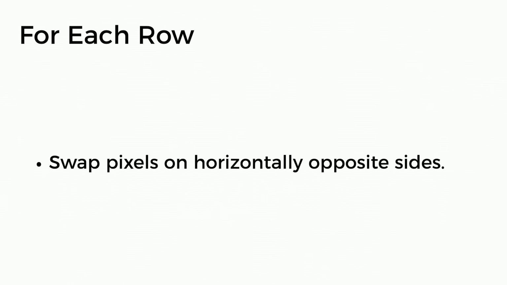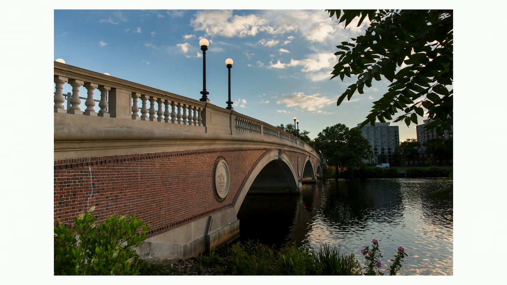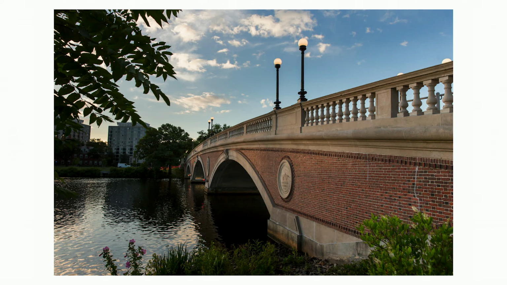After you've implemented this function, you can test it by running ./filter -r for the reflect filter, then passing in an infile and specifying an outfile. Once you do that, if the input file looks like this, then the output file should be the reflection of that original image.